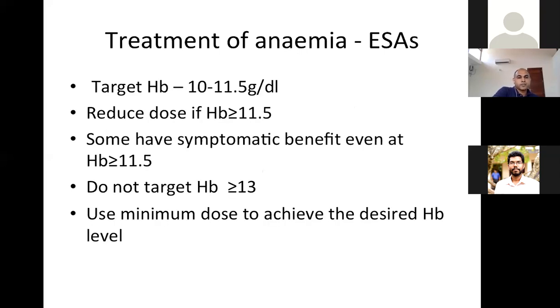And so the target hemoglobin in CKD is from 10 to 11.5. That is the range that you want to keep the patient in. If the hemoglobin goes above 11.5 while on ESAs, you have to reduce the dose. And especially you should avoid it going above 13 because of the problems that I have already told you.